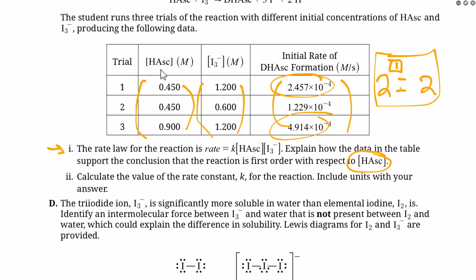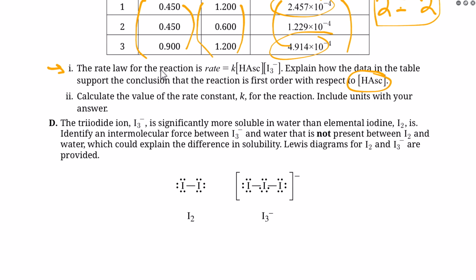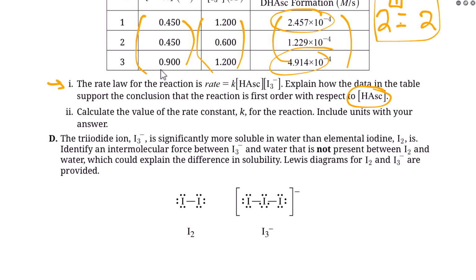The next part asks us to go through and calculate the value for K for the reaction, include units with your answer. So we'll just pick the first reaction here. We're just going to plug in the values for trial 1 into the rate expression here and solve for the value for K. So 2.457 times 10 to the negative 4th equals K times 0.450 times 1.200. Sorry, ran out of room.